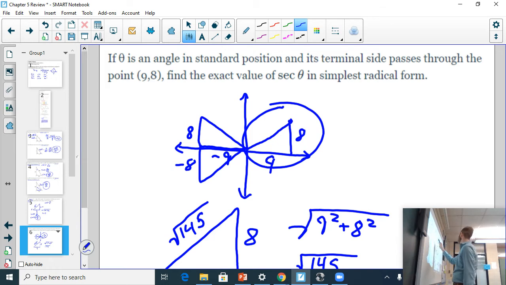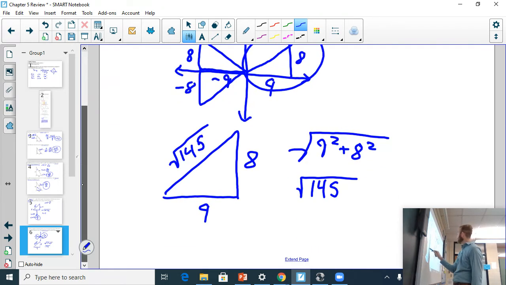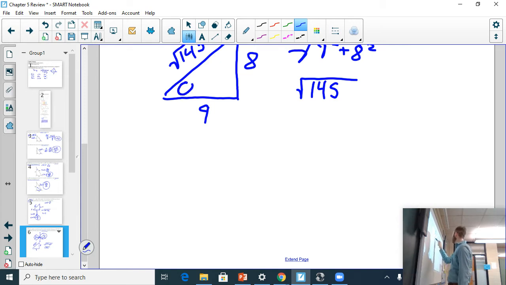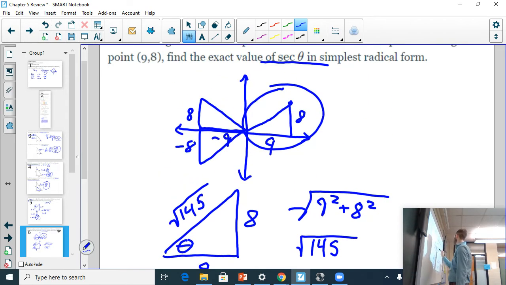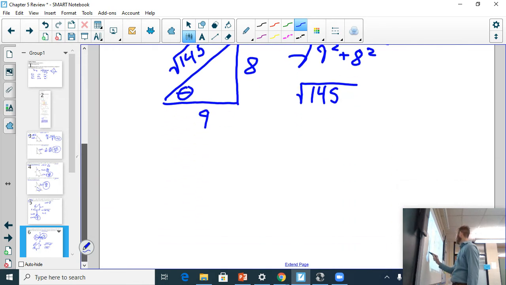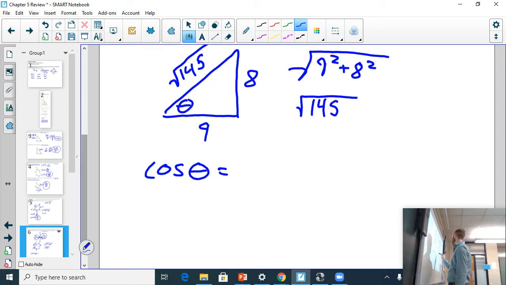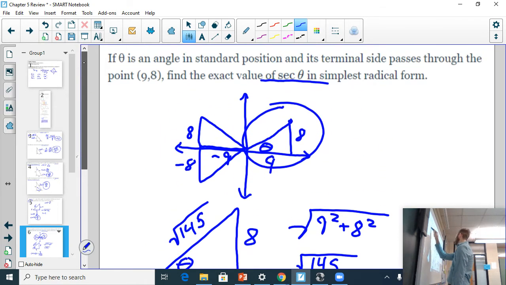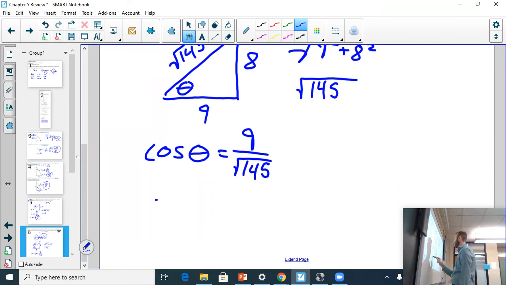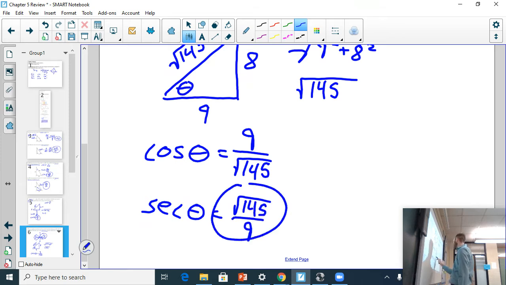And again, same thing now. We want secant. So to do secant, we're going to need cosine. And this would be our angle theta, just like it would be here. So cosine of theta equals adjacent, which is 9 over the square root of 145. And I'm not going to rationalize yet because I don't have the answer I want. I actually want secant, so I'm just going to flip that, right? So secant of theta equals the square root of 145 over 9. And that's as simplified as it gets, and that's how Delta Math is going to want it.